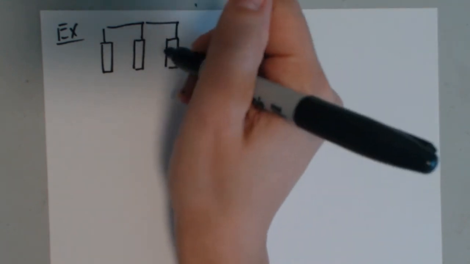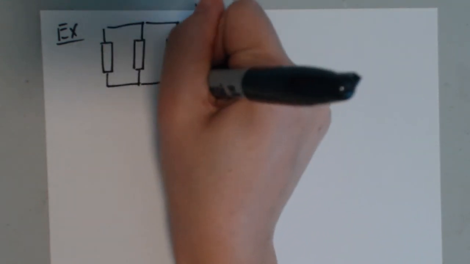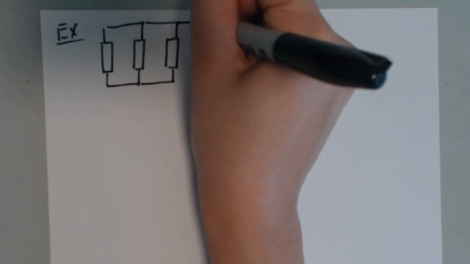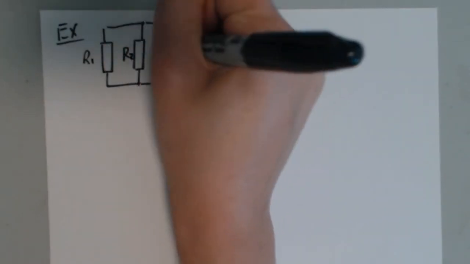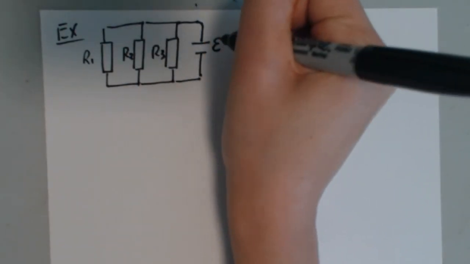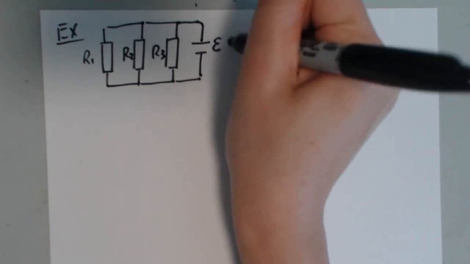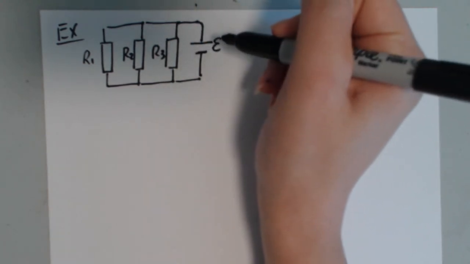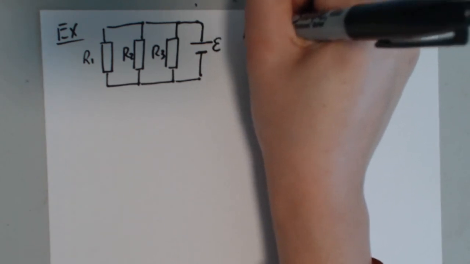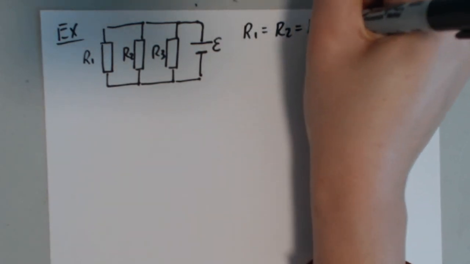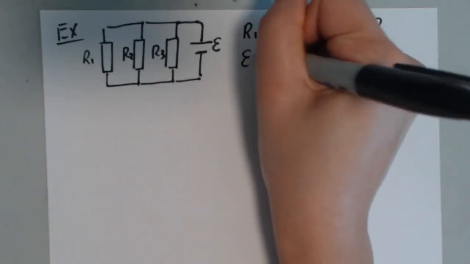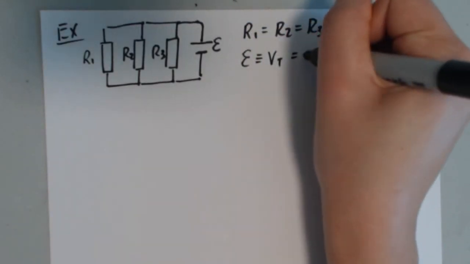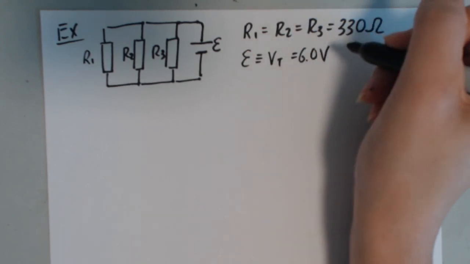By the way, I know I keep saying this, but it's just important for you to understand. This is all grade 9 material. So everything that we're doing right now has already been covered in grade 9 science. So you got to have this stuff down cold. R1, R2, R3, epsilon. I think the only difference would be you probably didn't call this epsilon. You probably just called it V total. All right, so each of these resistors has the same resistance, and that's 330 ohms. The voltage of the cell, epsilon, which we're just going to call VT, is 6 volts.